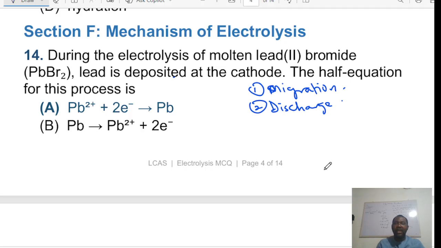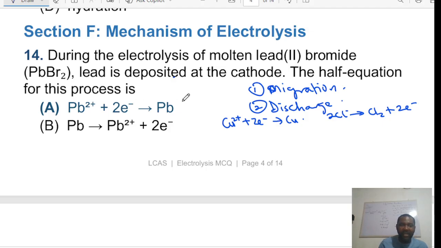A cation is discharged by gaining electrons, but an anion is discharged by losing electrons. So if the cation is, let's say, a copper ion, it has to gain electrons to become a copper atom, and the charge balances. But if it is a chloride ion that is discharged, it will discharge by losing electrons and producing chlorine gas. So this will lose electrons, this will gain electrons. That's the difference. A cation is discharged by gaining, an anion is discharged by losing.